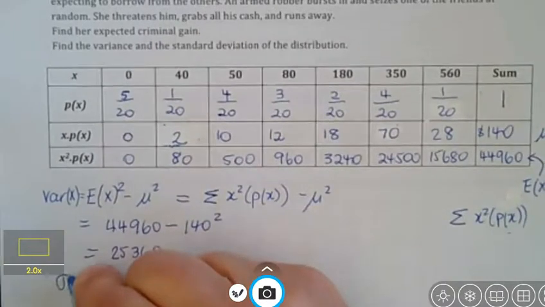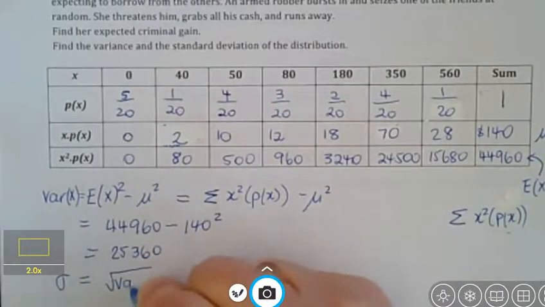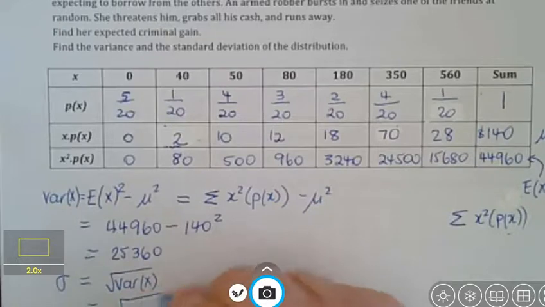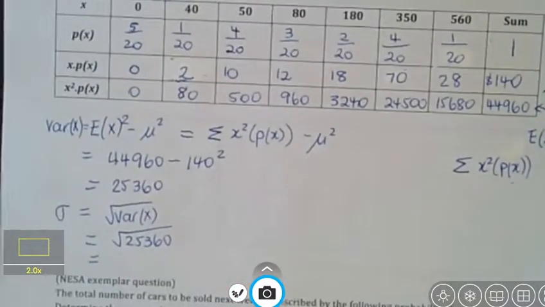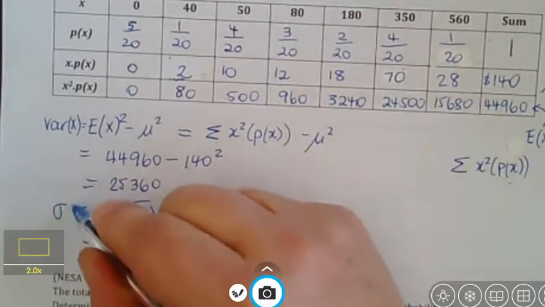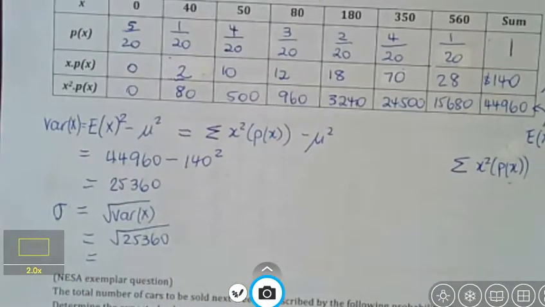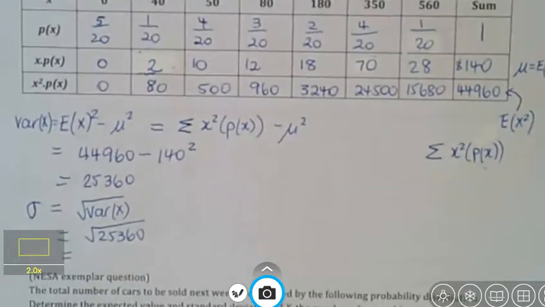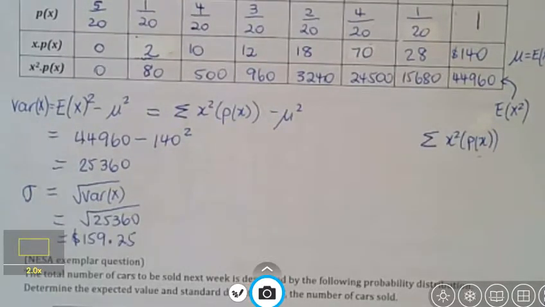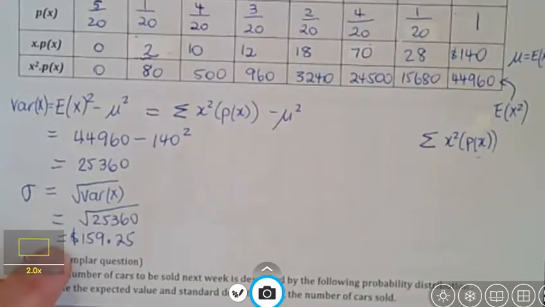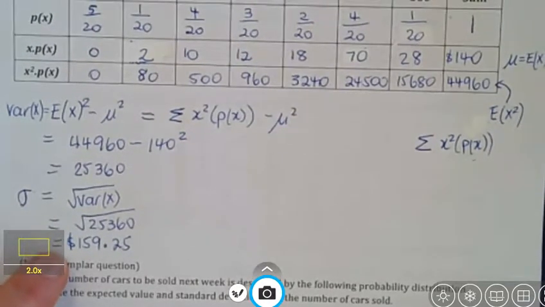So the standard deviation is the square root of your variance, which is the square root of 25,360. Like that. Which is what? Sigma. What is it? Girls, what do we get? Anyone? Okay, so the expected criminal gain is $140 with a standard deviation of $159.25.